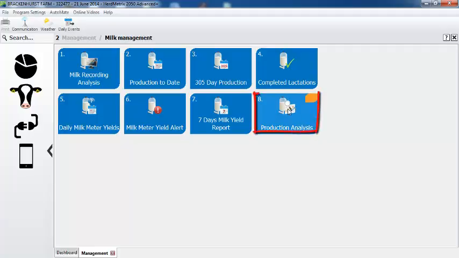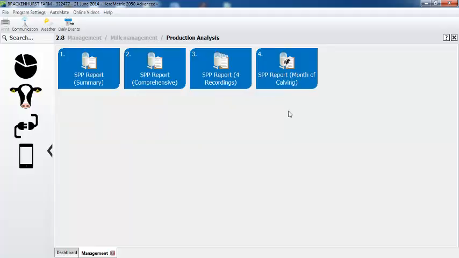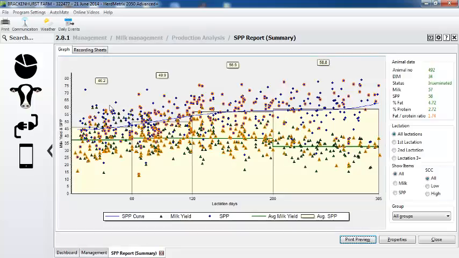And finally, we have our SPP, our standard peak production reports, and this is under production analysis. So if we look here, the summary, this is a very powerful report because it will highlight changes of feed, changes of management. And what we can see here is that the cows are milking very strongly at the back end. The blue line, that's the SPP. And essentially, if that line is straight, what that means is that the cows are perfectly following a lactation curve. And as you can see, you get an SPP value.